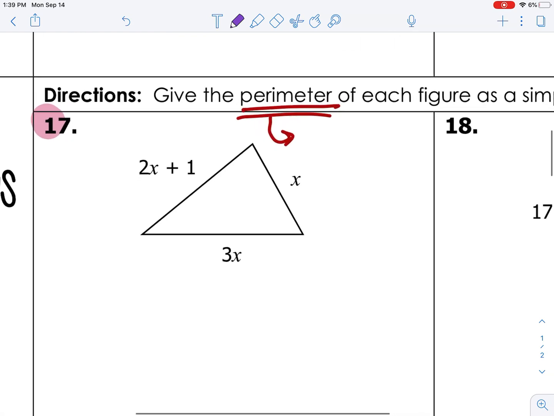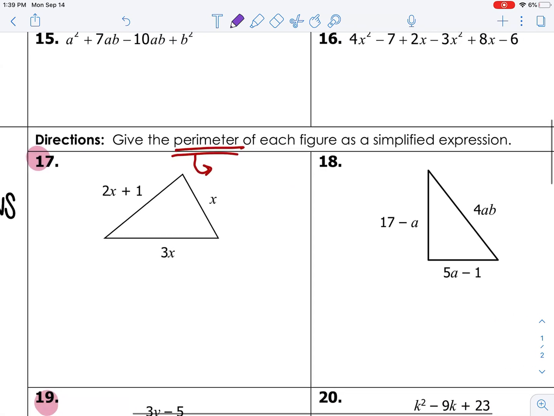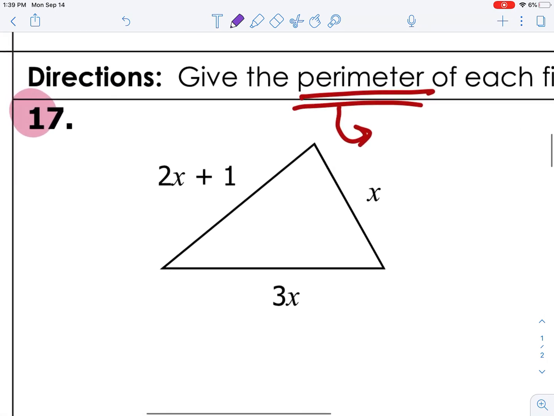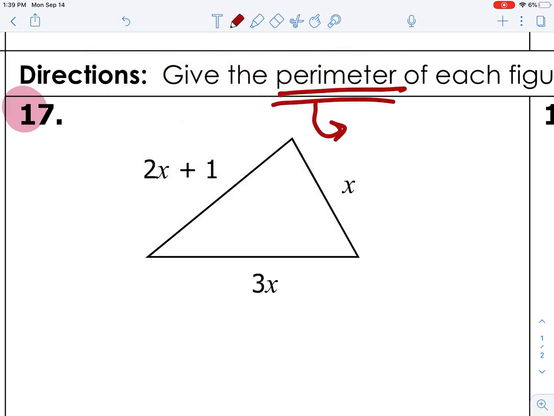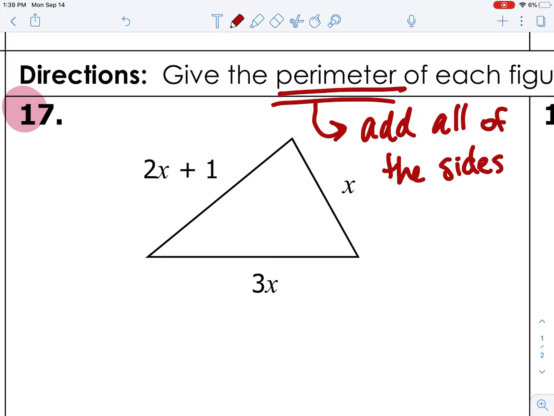The next problem I want to work is number 17. The instructions tell you to give the perimeter of each figure as a simplified expression. Well, first of all, let's remind ourselves what perimeter is. Perimeter is adding all of the sides together. How do you find perimeter? You add all of the sides.